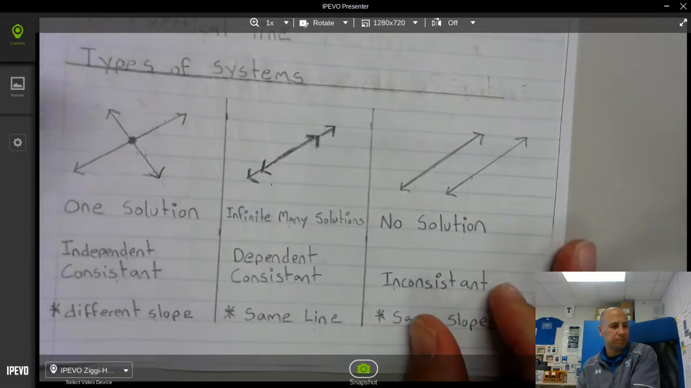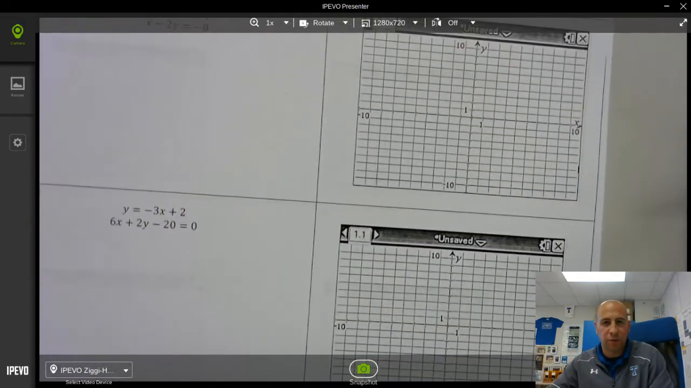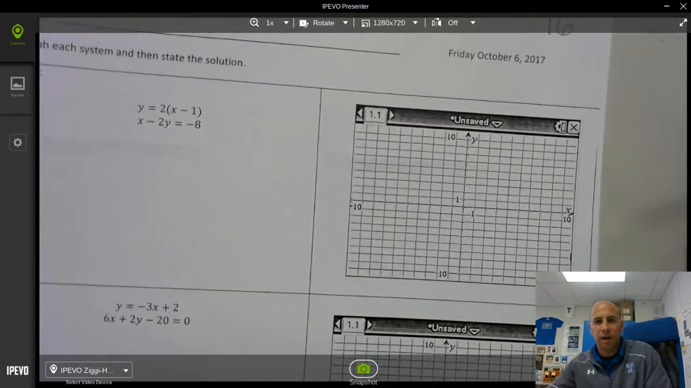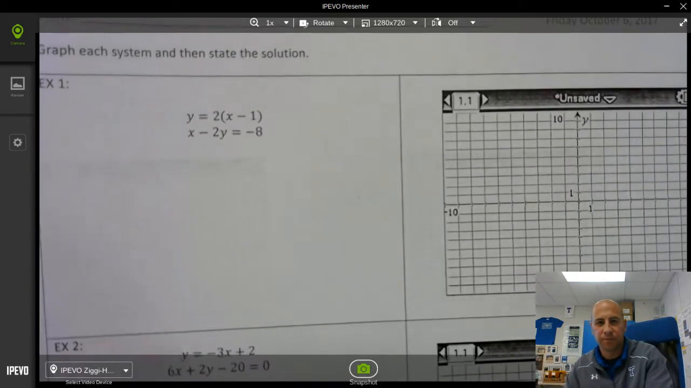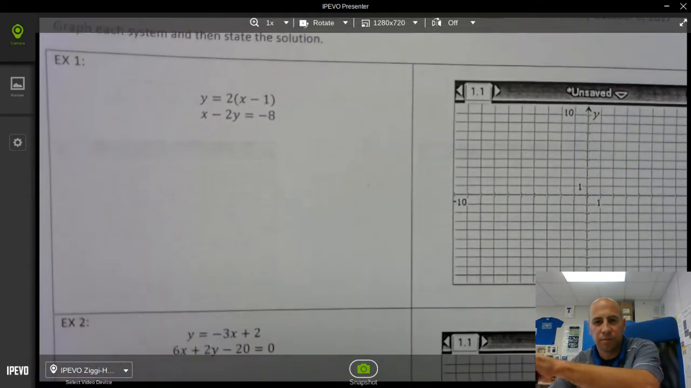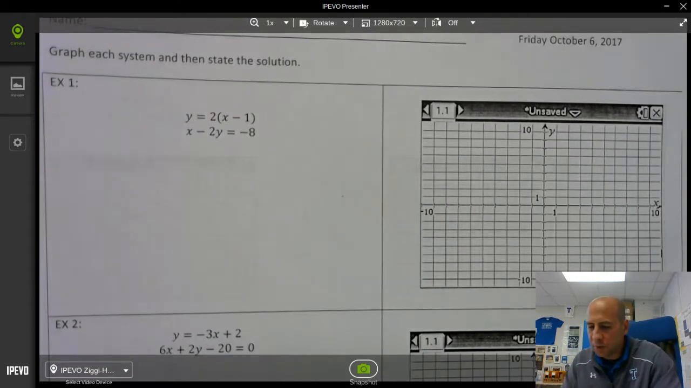All right, now let's look at our examples. Now, you might have noted that there were three types, and you might be asking yourself, why are there three examples? Okay, so be thinking about that. Why are there only three examples and three types of systems? All right, now it says graph each system and then state the solution.